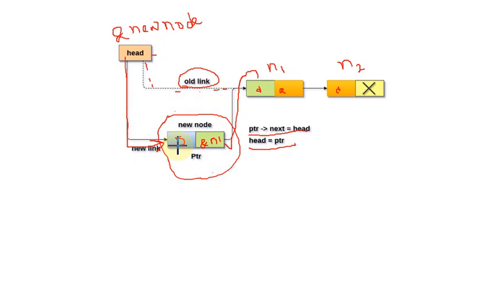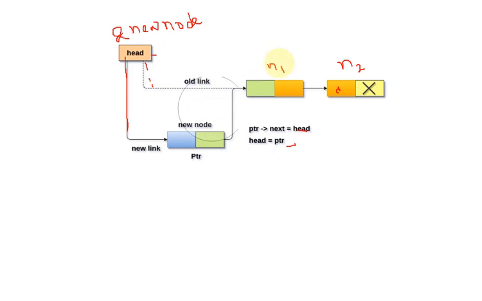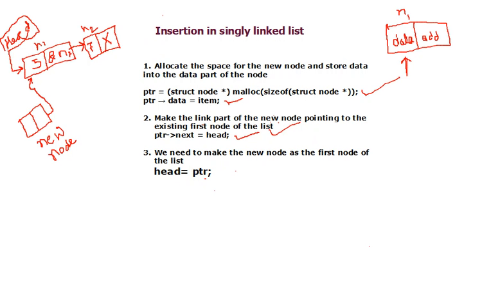And what is the main important point? The important point is how we can link this new node with the head pointer, and how we can link the previous first node with the newly created node. So I only tried to discuss how to insert a node in a single linked list at the first position.